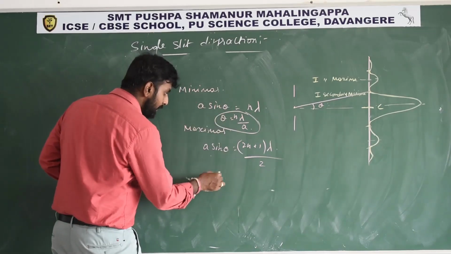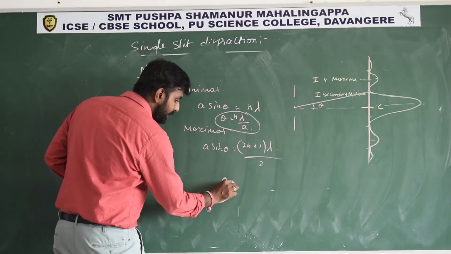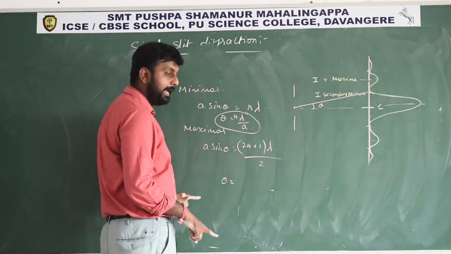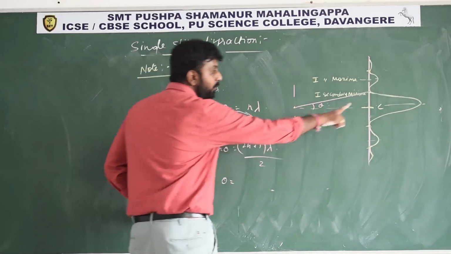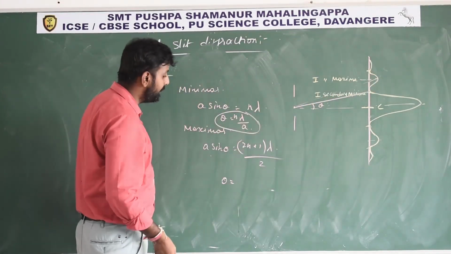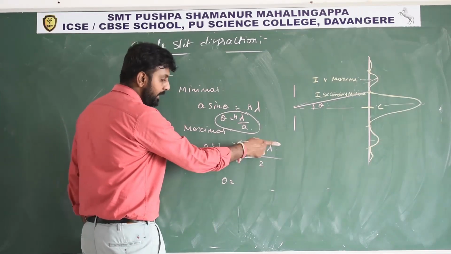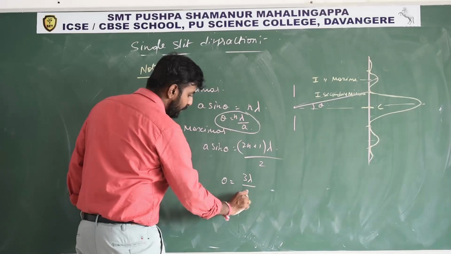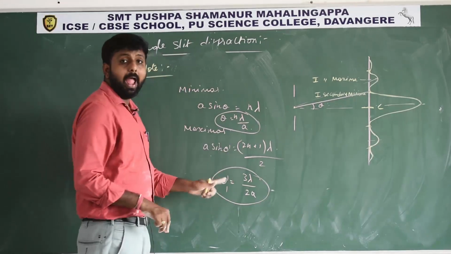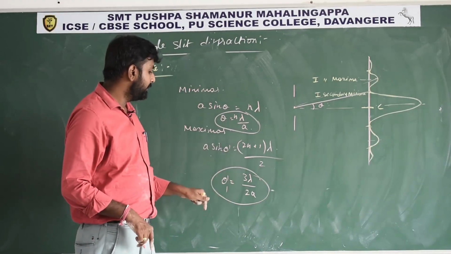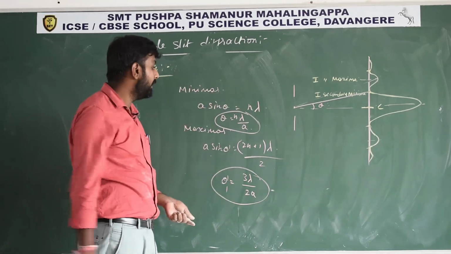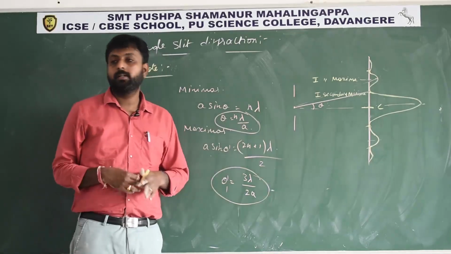And here for maximas, again theta is small, then theta you can consider as 2n plus 1 lambda by 2a. That means for the first secondary maxima, substituting 3 lambda by 2, the angular position becomes 3 lambda by 2a. 3 lambda by 2a is for the angular position of the first maxima. Like that 5 lambda by 2a is for the angular position of the second maxima. So remember these points.